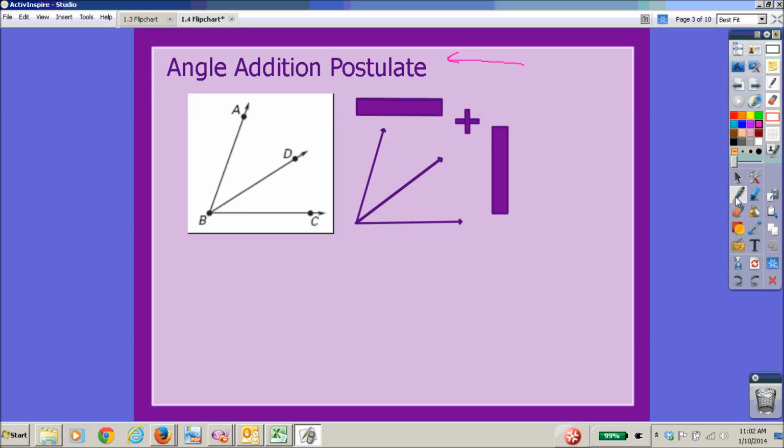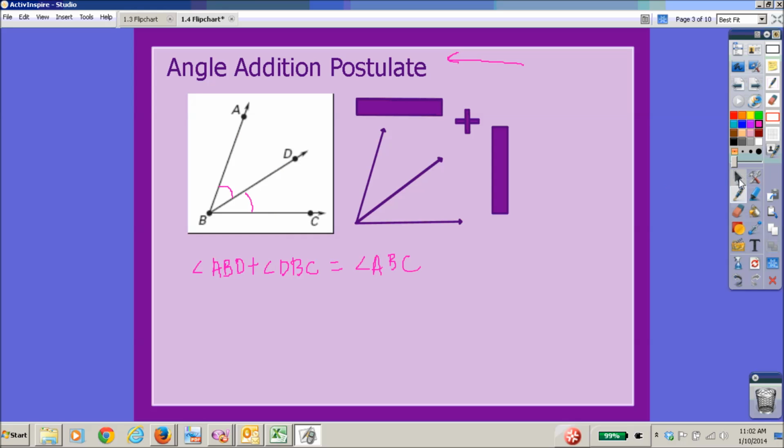So I have angle ABD, which is this angle, plus angle DBC, which is now this angle, has to equal the big angle of ABC. Now notice I did not name any angle with just the vertex B, because B is shared by multiple angles here, so you can't do that. This is the angle addition postulate. Two angles that share a side, when you sum them together, should give you a big angle.